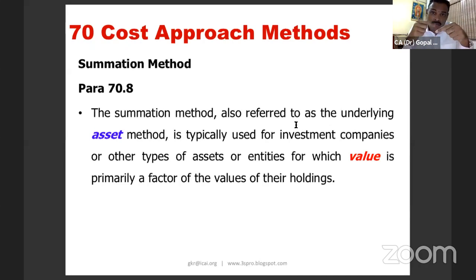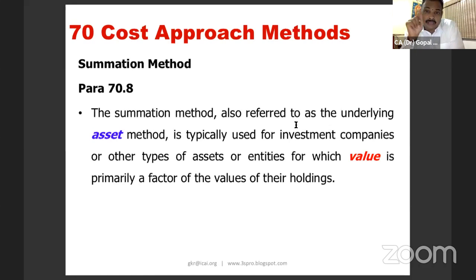So if I do the valuation of a holding company, for example, my company invested 10 crore in a company, and then invested 20 crore in another company. So how do I value that particular company in which 20 crore is invested? Unless and otherwise, the money that has been invested in various companies, I know the valuation of that.